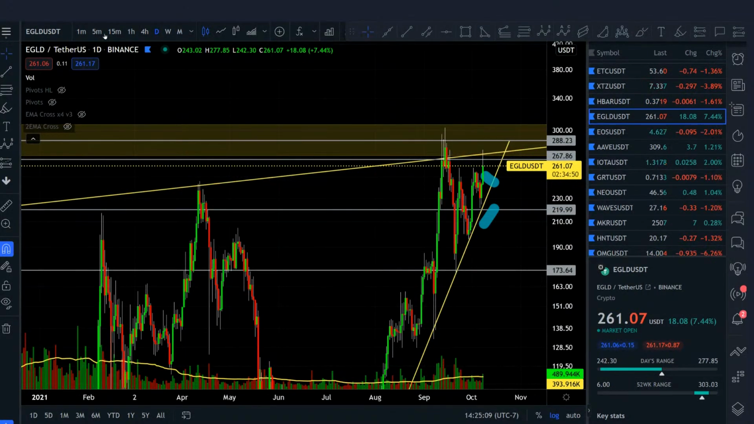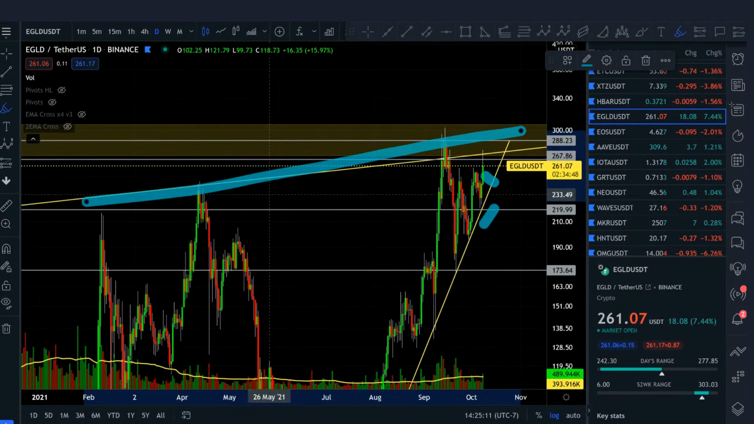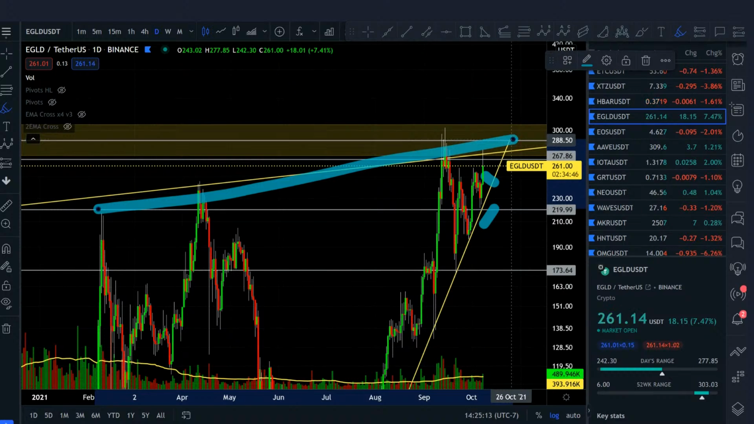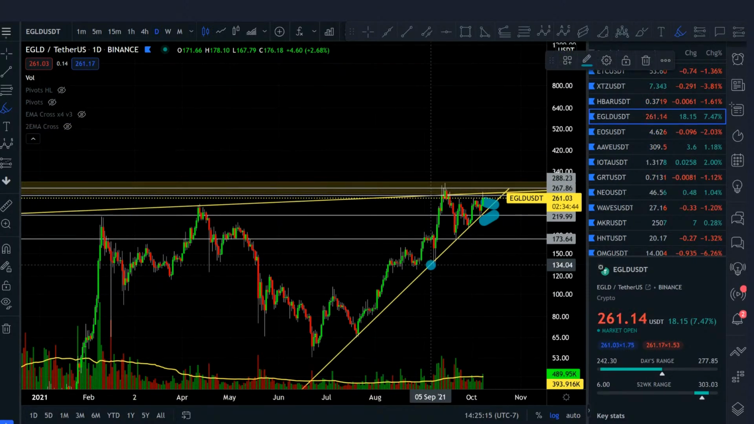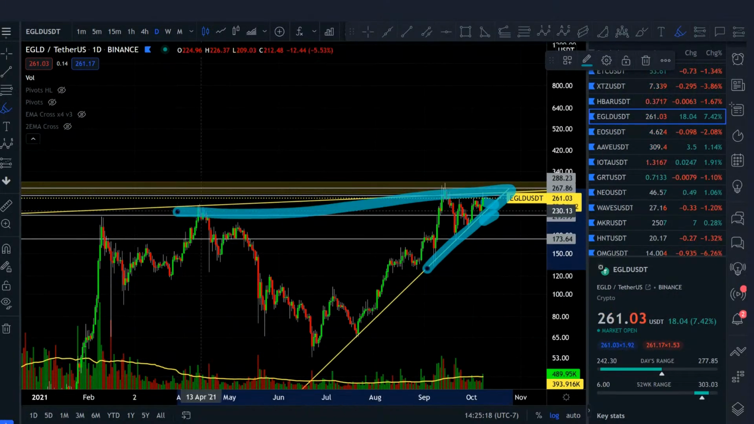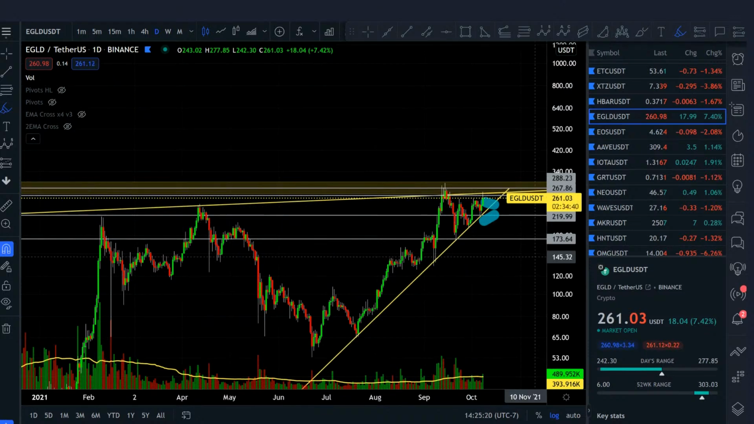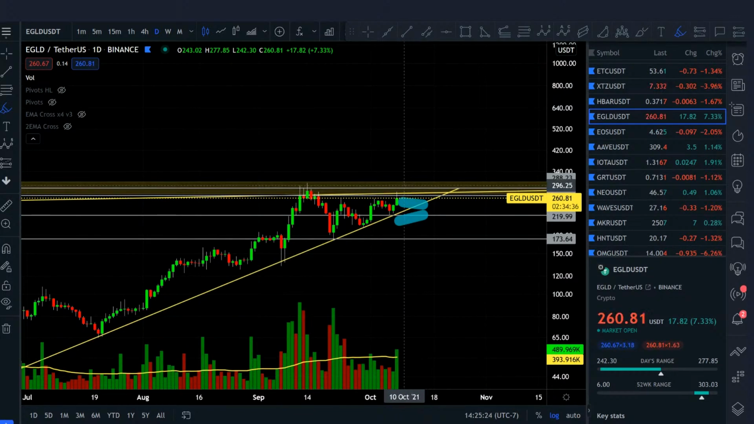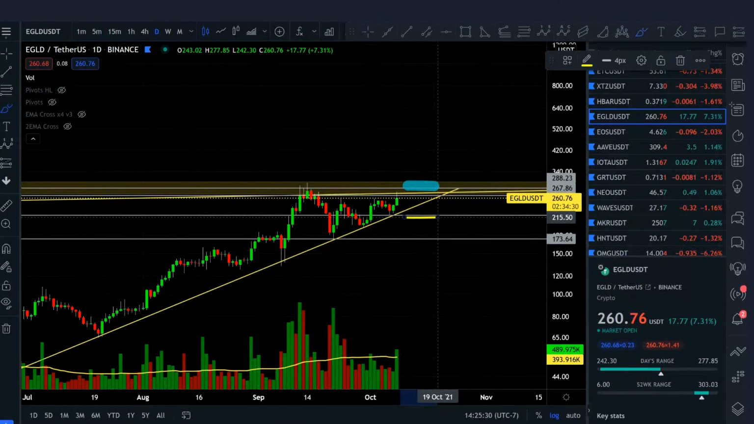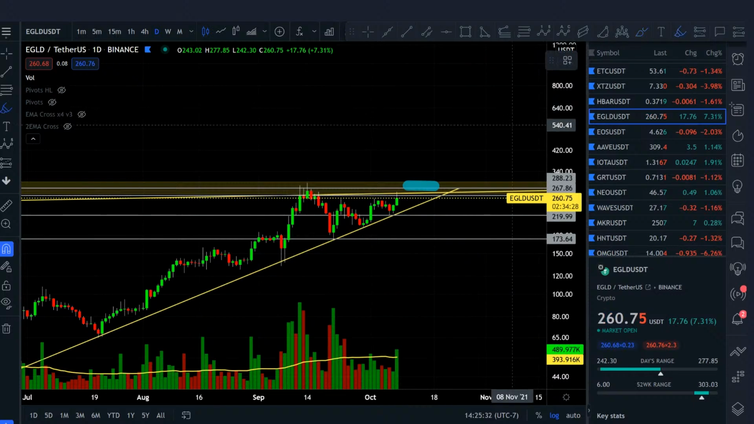So this trend line up here was here for a long time, 6 months. And this trend line down here was here for like a month. So it is tightening, but it's tightening at an upward angle. So now resistance 296, support like 208. So I'll watch out for that.